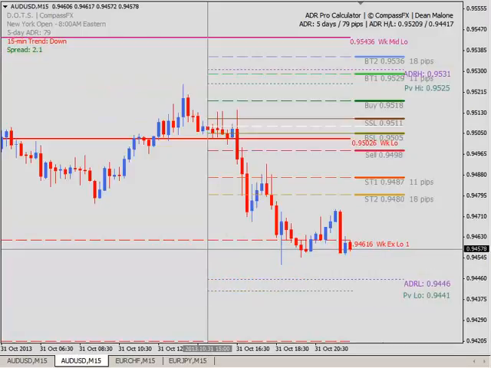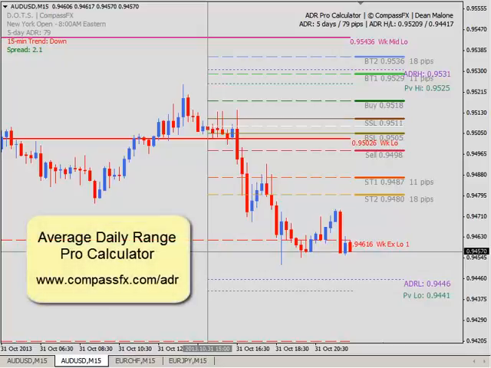Well, folks, this is Steve Malone with Compass FX. I just wanted to answer that specific question about trading with the DOTS indicator and with the average daily range pro calculator.